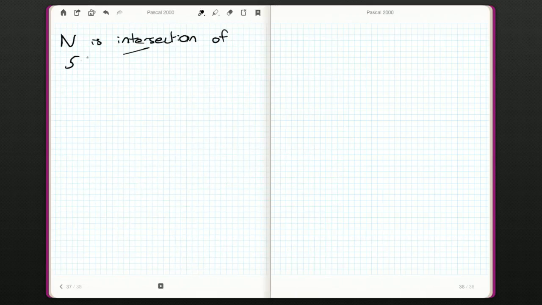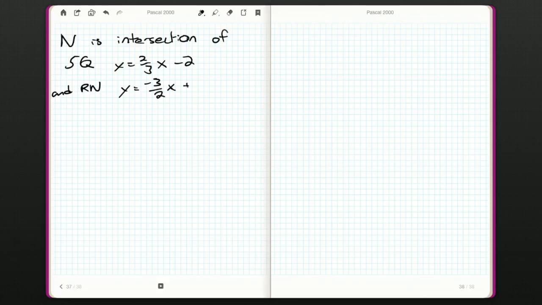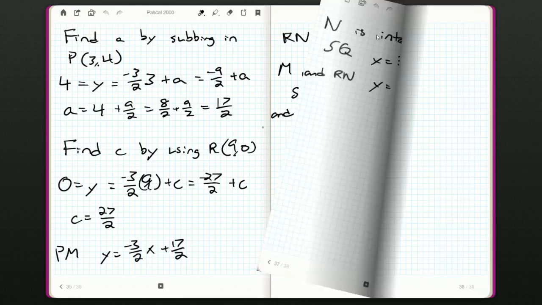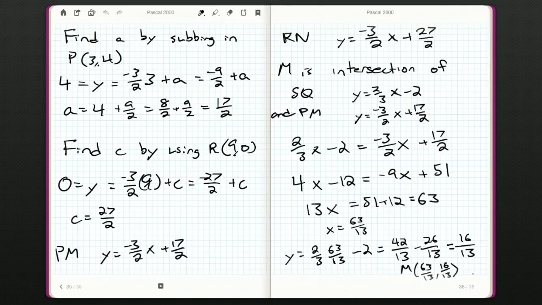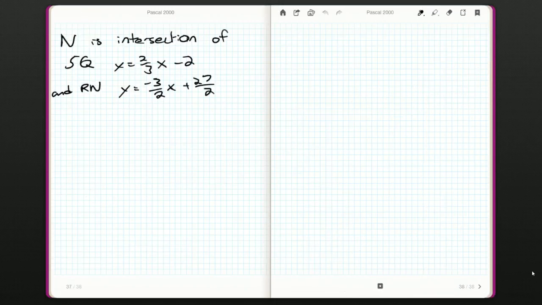So N is the intersection of SQ, which, as we just remarked, is 2/3 x minus 2, and RN, which is y equals negative 3/2 x plus 27/2. Let's just double check that's right because it was on the previous page, and we don't want to make a mistake now by misremembering. Okay. So in the exact same way, we set them equal to one another to find the x value that solves both equations and gives the same y value.